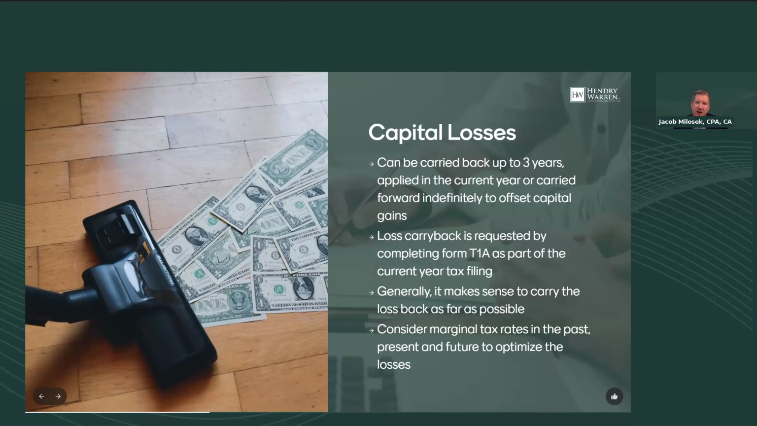The other thing we look at when we're carrying back losses is what was the marginal tax rate of the person in each year. So for example, if your income was super low in 2020 and maybe it was super high in 2021, there's going to be a better bang for your buck in terms of carrying that loss back to 2021 because you're going to recover tax at a higher rate. So we're also looking at that when we make that determination.